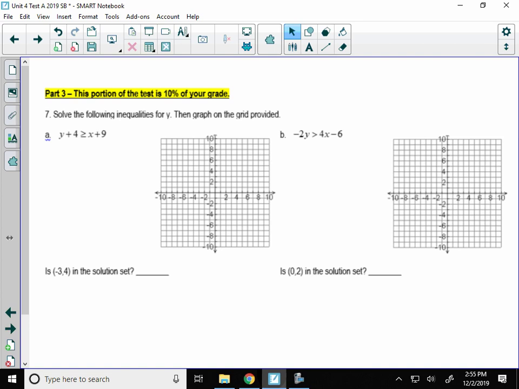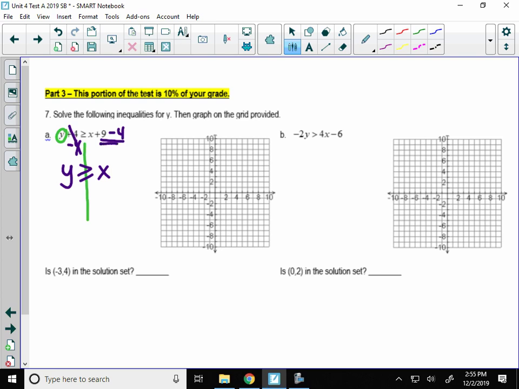I need to solve that for y. So in order to solve that for y, I need to get y by itself. And I'm going to do that by subtracting the 4. Now when I subtract the 4, I'm just going to tag it on the end right here. And I get y is greater than or equal. Now the x doesn't change. That 4 doesn't have an x on it. But the 9 minus 4 does change. That becomes a 5. Now that's the equation. Y is greater than or equal to x plus 5.